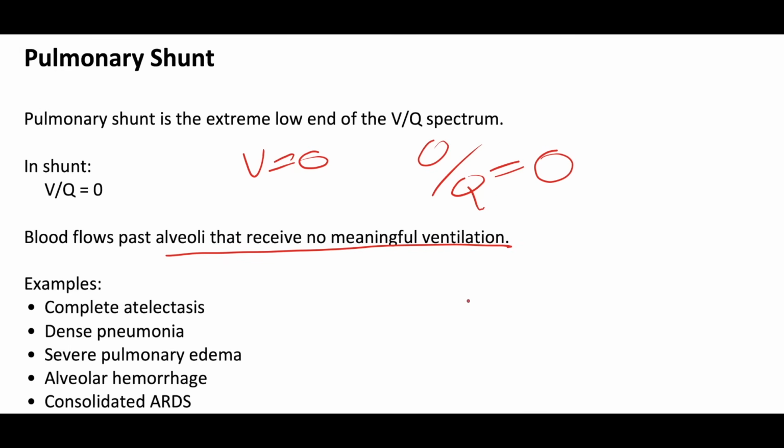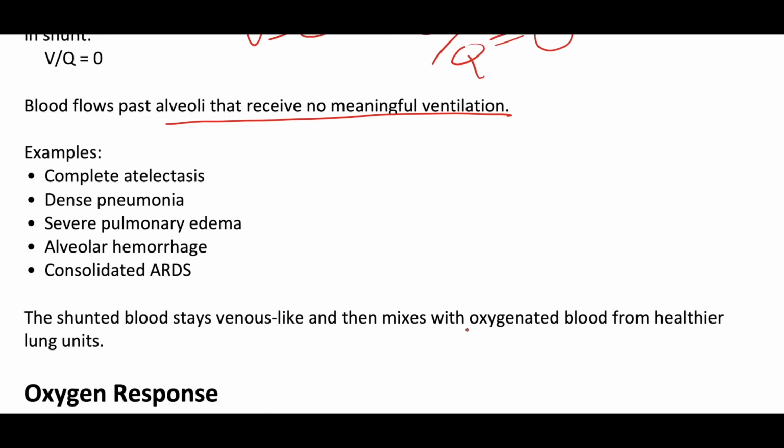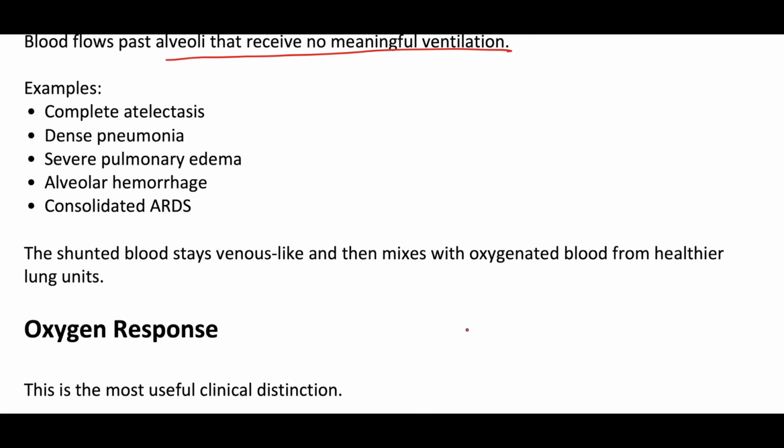And you can envision this lives on a spectrum, right? Pulmonary shunting is essentially when ventilation gets so bad it goes to 0. So you start with VQ mismatch, and then that ventilation gets so bad when it goes to 0, it becomes a pulmonary shunt. Things like complete atelectasis, dense pneumonia, ARDS, alveolar hemorrhage. The shunted blood essentially just stays venous-like. It never actually gets oxygenated.